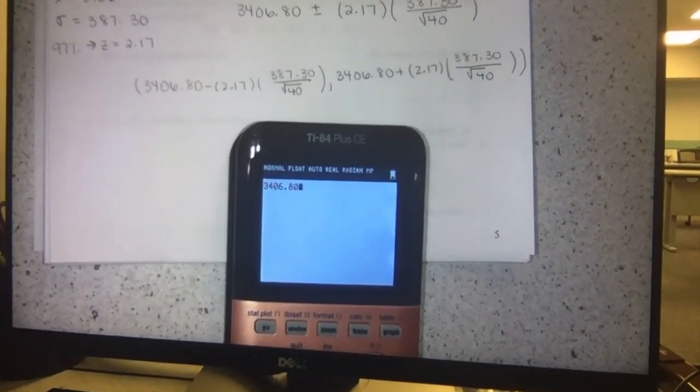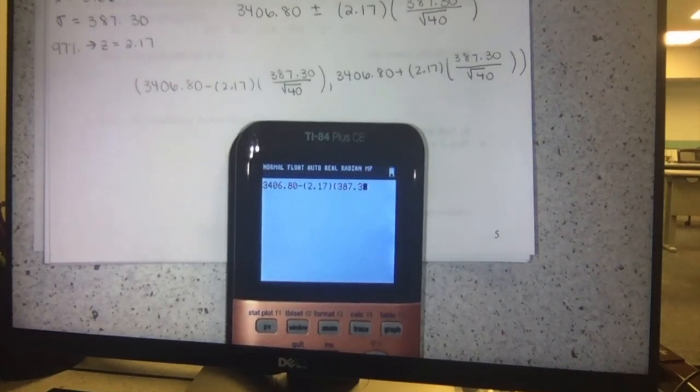Plugging this into our calculator before we get scared. So plugging it in exactly like we see.